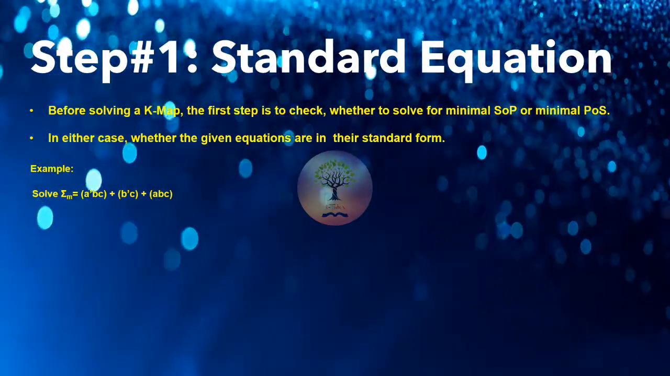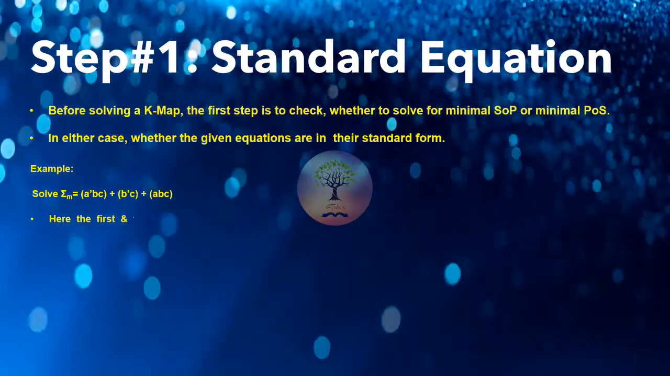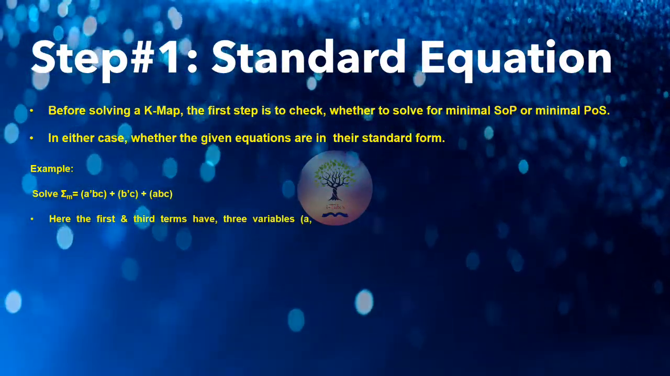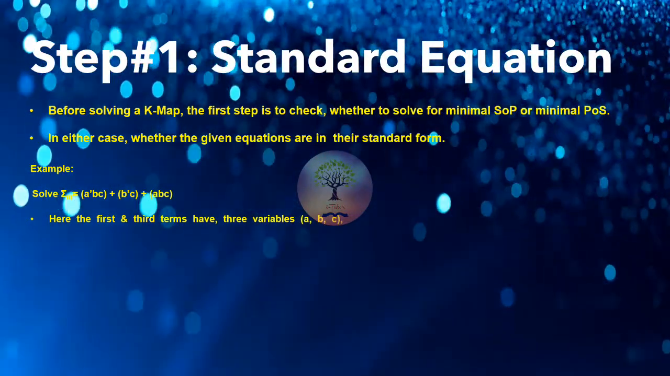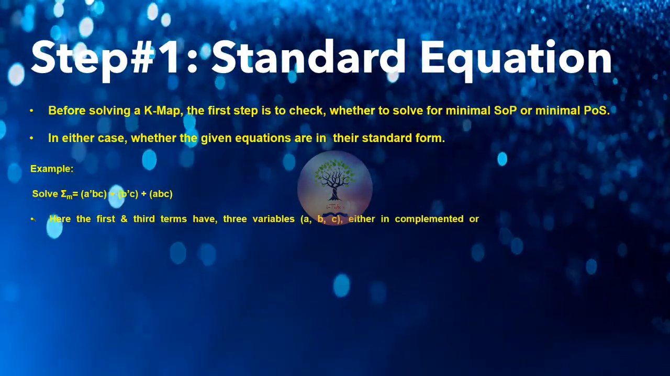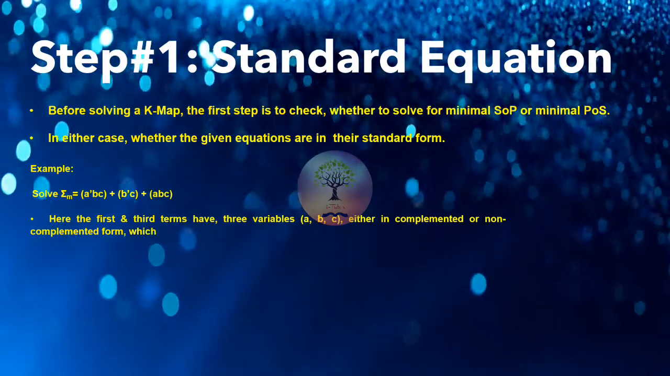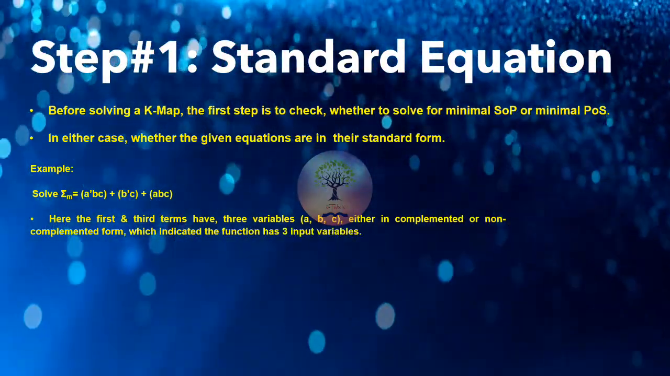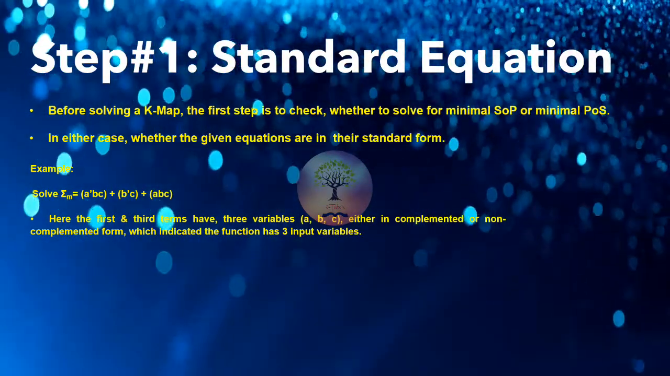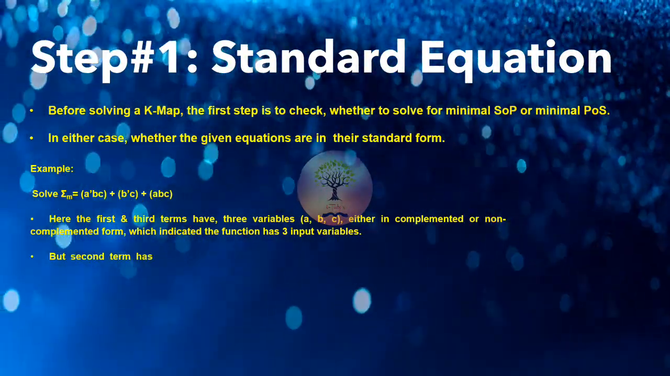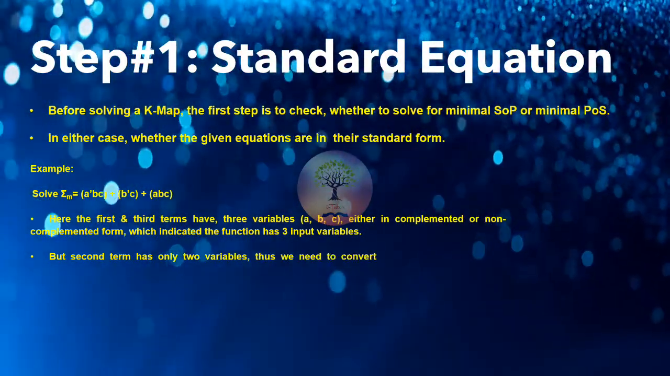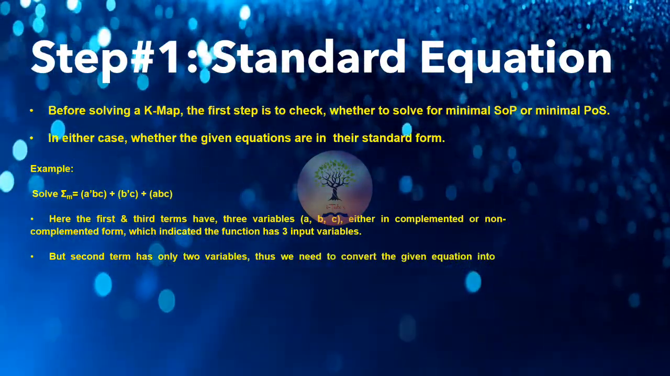Here the first and third terms have 3 variables, A, B, C, either in complemented or non-complemented form, which indicates the function has 3 input variables. But the second term has only 2 variables, thus we need to convert the given equation into a standard form. The procedure for the same is discussed in a previous tutorial.